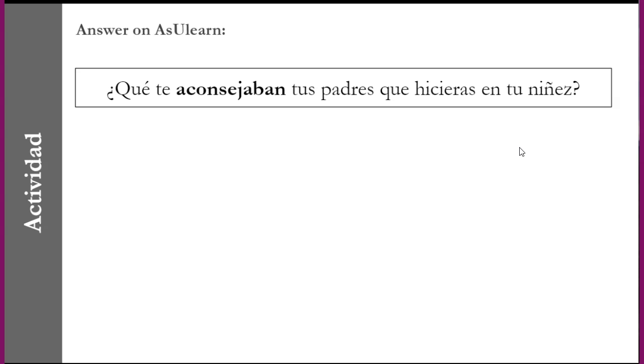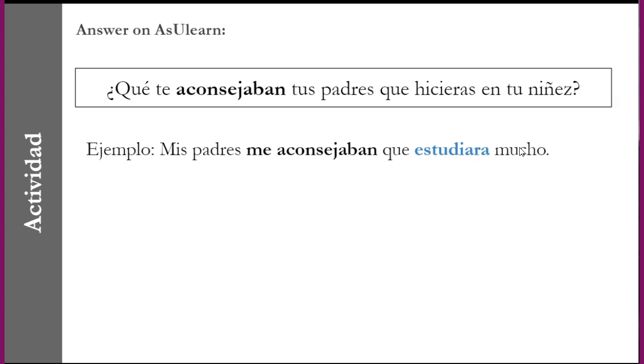¿Qué te aconsejaban tus padres que hicieras en tu niñez? Mis padres me aconsejaban que estudiara mucho. So my parents advised me that I study a lot. In English you would say my parents advised me to study a lot. But in Spanish it's mis padres me aconsejaban, my parents advised me that I studied a lot.